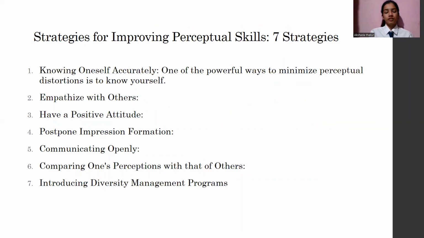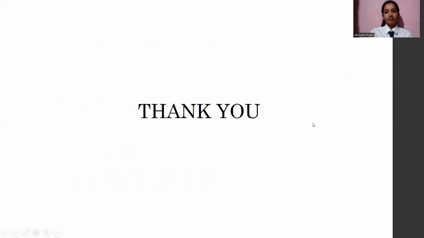There are 7 strategies. Knowing oneself accurately. One of the powerful ways to minimize perceptual distortions is to know yourself. Empathize with others, have a positive attitude, postpone impression formation, communicate openly, compare one's perceptions with those of others, and introduce diversity management programs. That's all.